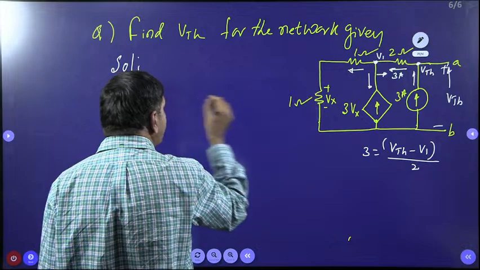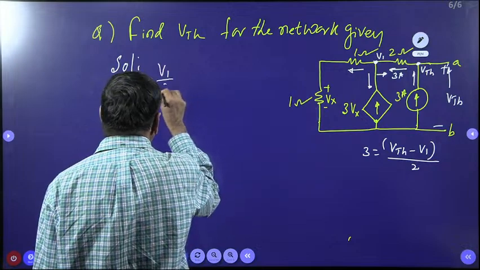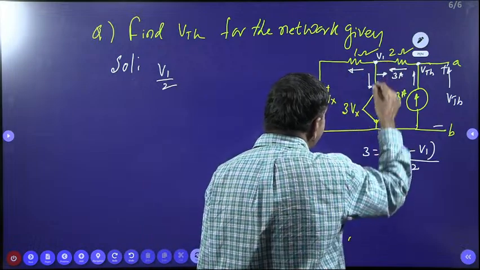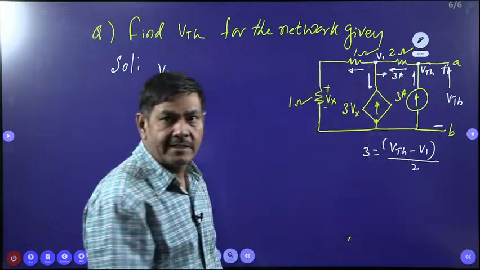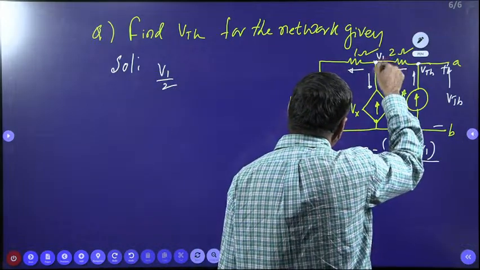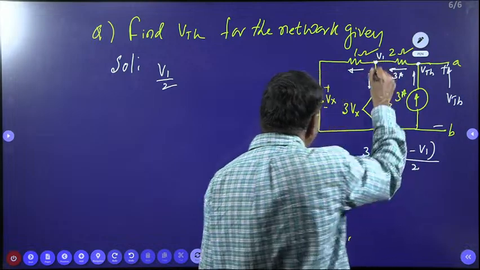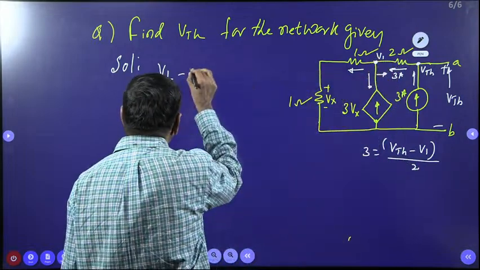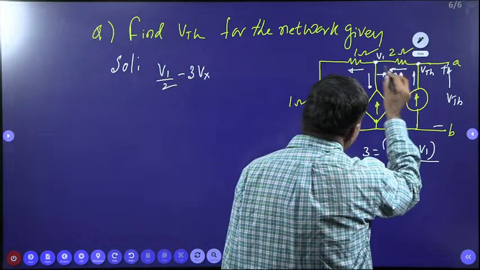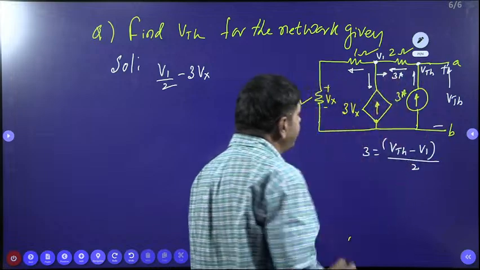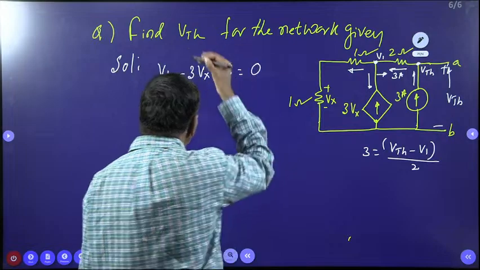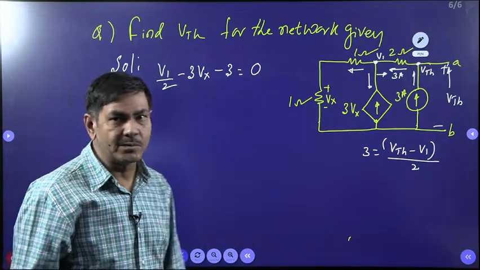I can put V1 by 2 ohms according to nodal, V1 by 2. In this direction, current is what? 3Vx. Current of 3Vx is passing this side. The direction of this current is reverse. So this current, minus 3Vx, I can put directly. What about this current? This current is nothing but minus 3 amperes. Reverse. In reverse, it passes current of 3. Minus 3 I can put. That equal to 0.